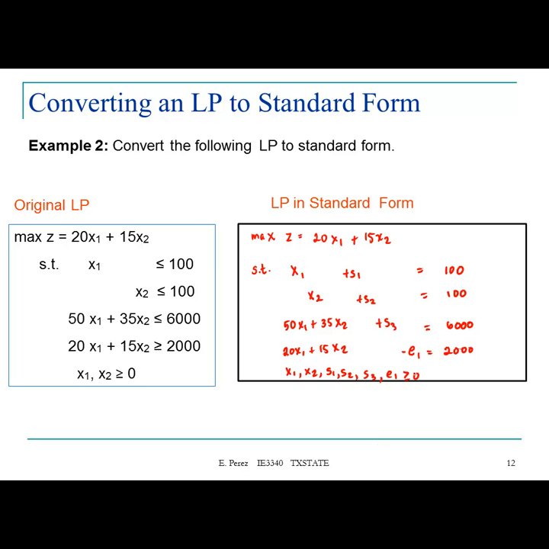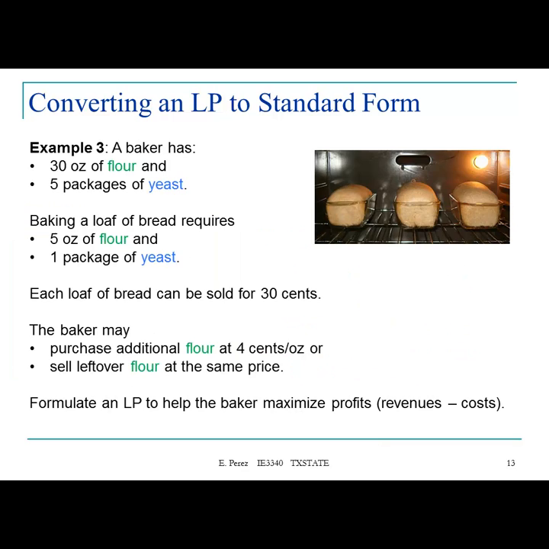There's one more thing that we need to discuss, and it's the case in which we have an unrestricted sign decision variable. And for that I have an example here. Let's say we have a baker has these many ounces of raw material and 5 packages of yeast. Then we know the requirements to baking a loaf of bread. It requires 5 ounces of flour and 1 package of yeast. And each loaf of bread can be sold for these 30 cents.